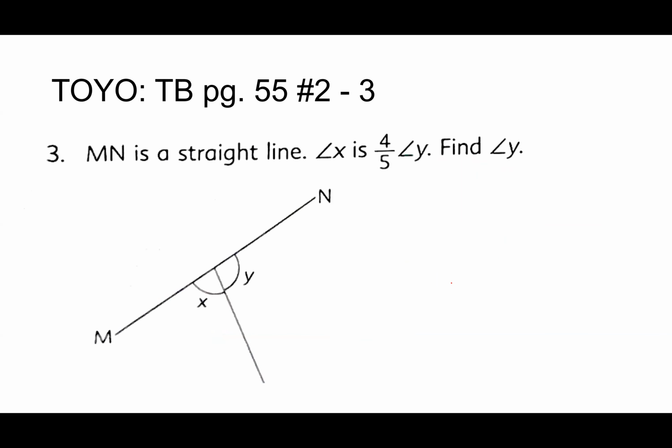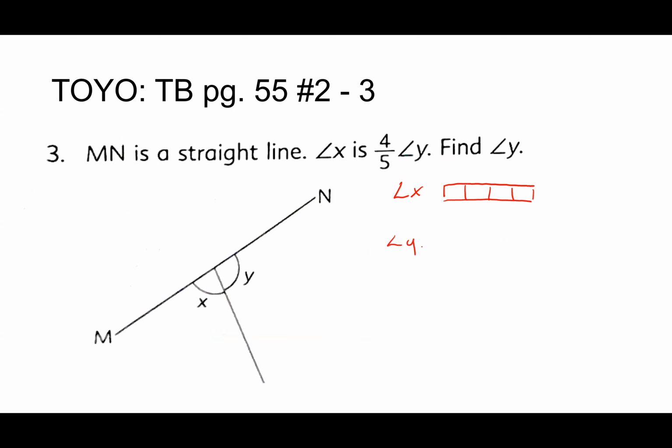MN is a straight line. Angle X is 4/5 angle Y. Find angle Y. Okay, we're going to set up a bar model again, you guys. Make sure you're doing this with me. How many units should I give angle X? Think back to our fractions unit here. Yeah, exactly. I'm going to give angle X 4 units.